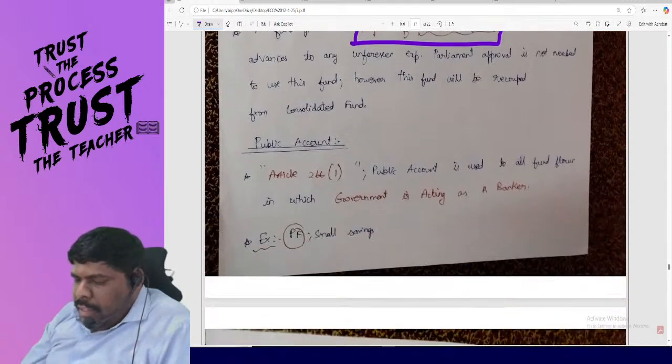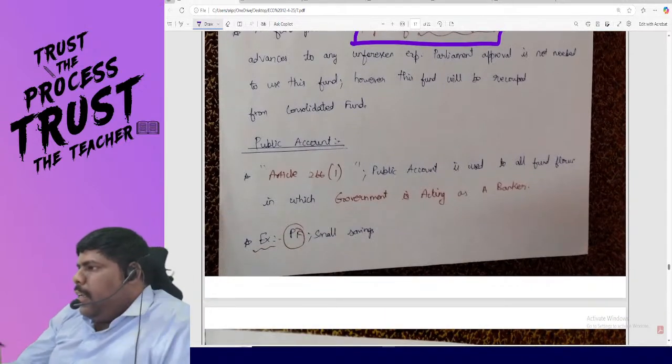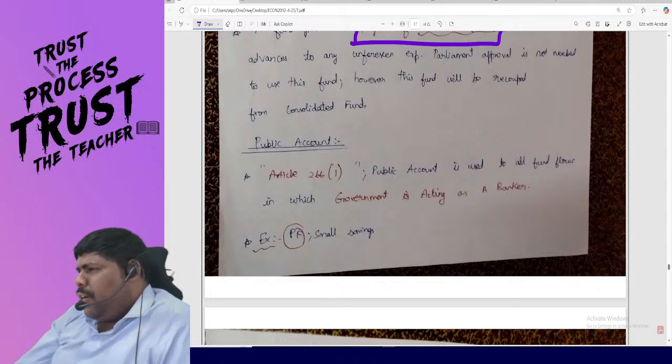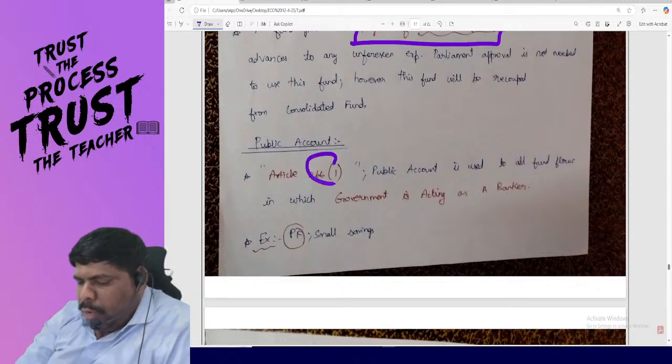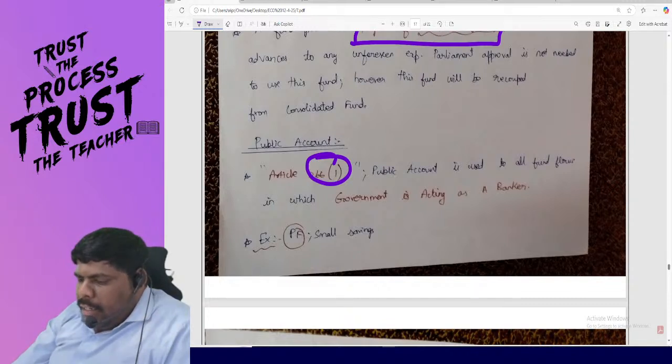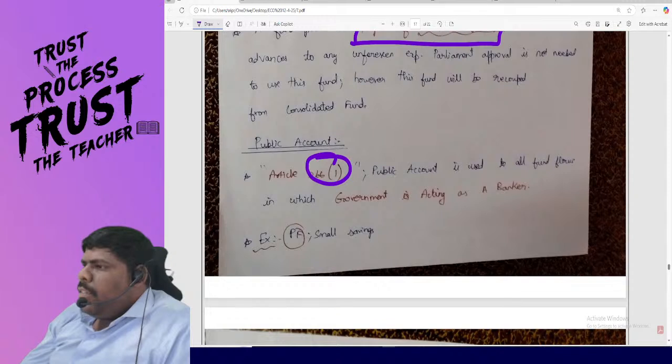Okay. Then comes public account. Last time exam la question irundhudu. Public account comes under which article? 212, 213, 266, 264 and more. It is 266 per 1. Next, public account edukku use பண்றோம் அப்படினா, see, it is not that the government is having the control.